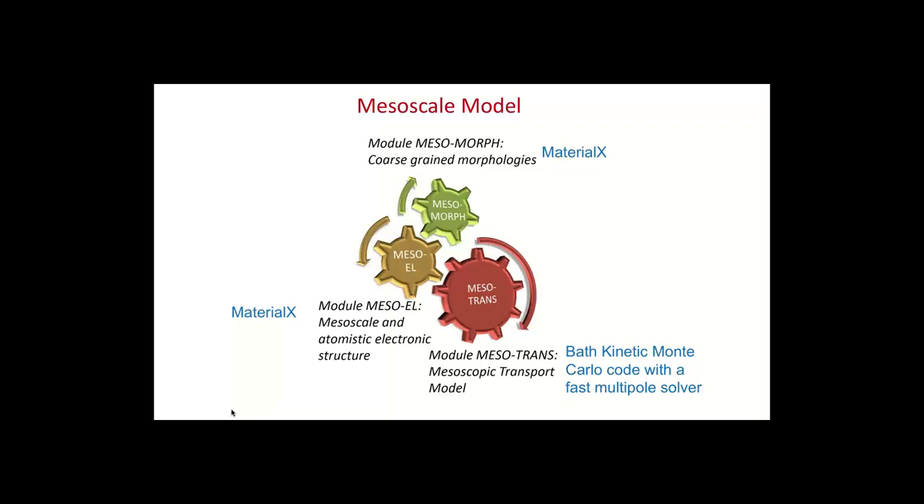So that's the transport model, but because the charges are very localized in organic materials, they have to hop between the molecules, and the hopping rates are extremely sensitive to how the molecules pack. You can calculate the hopping rates with standard atomistic electronic structure methods, which are well known in organic semiconductors, and you can use the same methods to calculate the morphologies, which are then coarse-grained, and that's what Material X does.